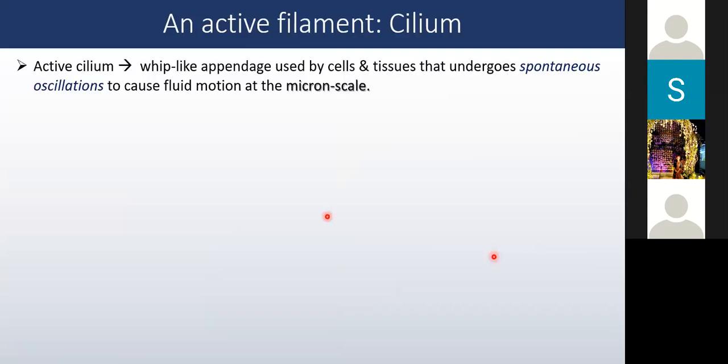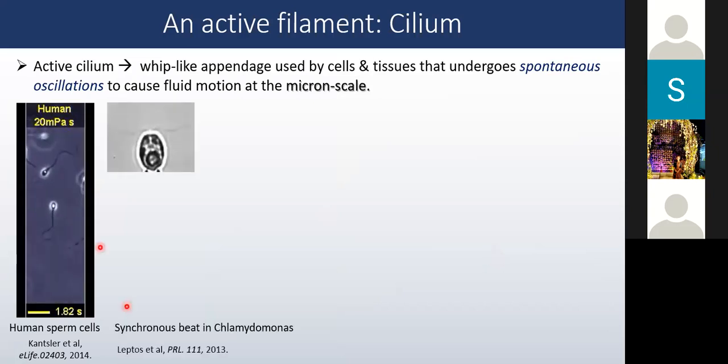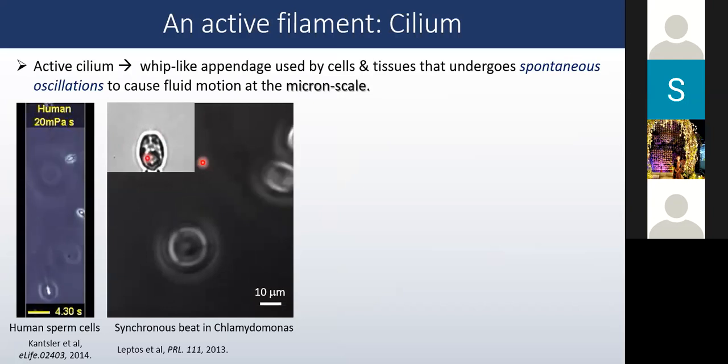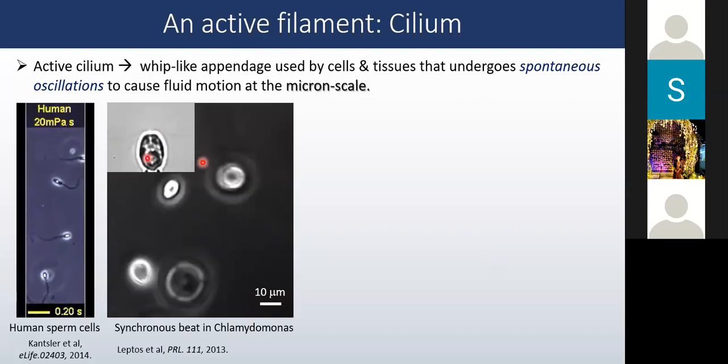So these are whip-like appendages used by cells and tissues to cause fluid motion at the micron scale. Example, human sperm. The filament that you see, which is undergoing spontaneous oscillations to move through the fluid, is the cilium. Similarly, you will see unicellular organisms, which here are attached to a micropipette. There are two of them beating in phase, and that causes them to swim through the fluid.